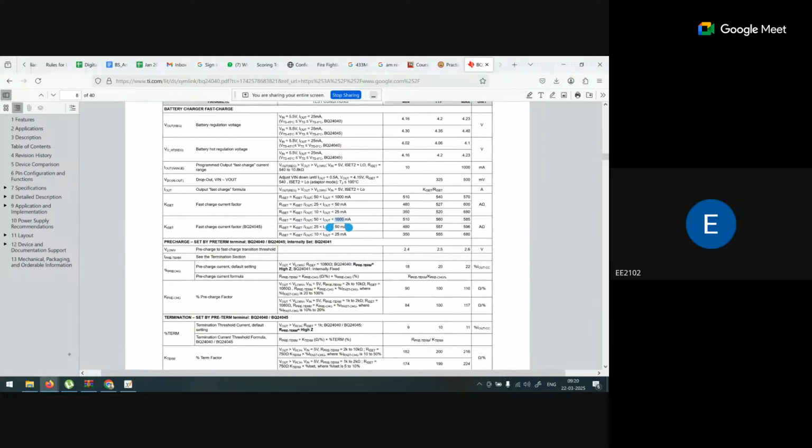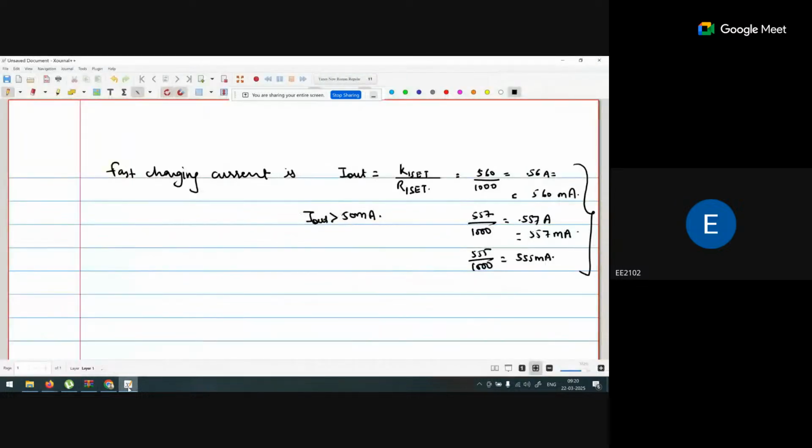So what are we using? We are using 560 milliampere, because in every case the current lies in this range. So what is the fast charging current? It is 560 milliampere. So the answer is 560.